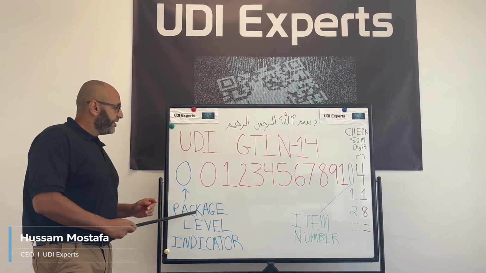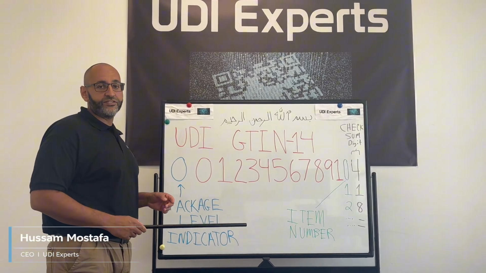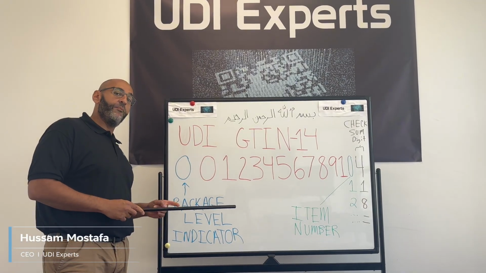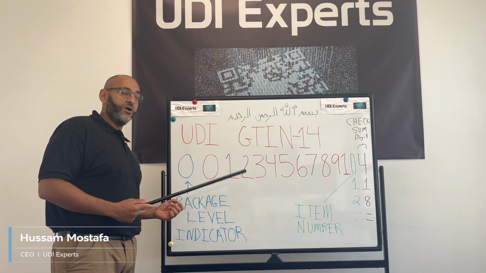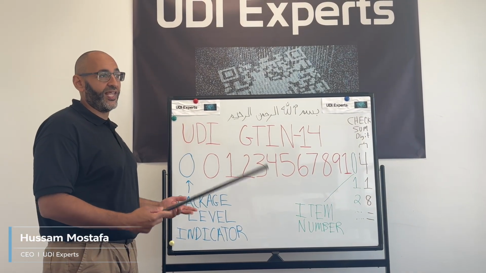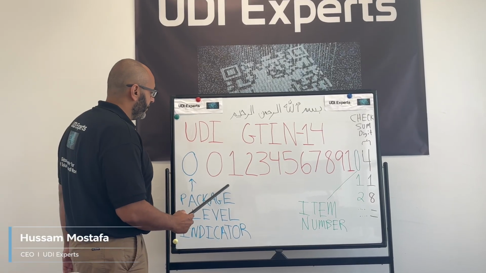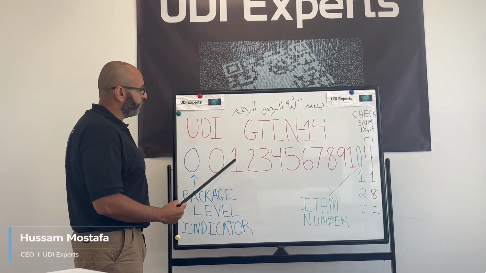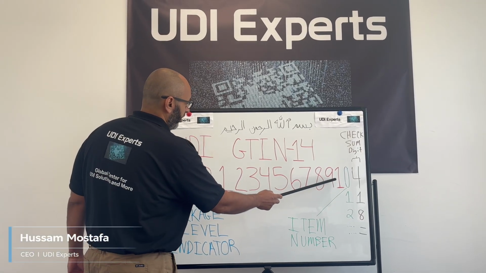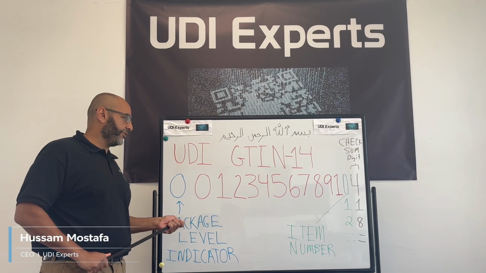After this, the next digits in red are called the company prefix. These numbers identify the company that manufactured the product or the company that's identified as the labeler. They're responsible for the label for the product. And as I mentioned, these are the red digits here. The company prefix number here is 0, 1, 2, 3, 4, 5, 6, 7, 8, 9, and 1. That identifies the company, the manufacturer, or the labeler.